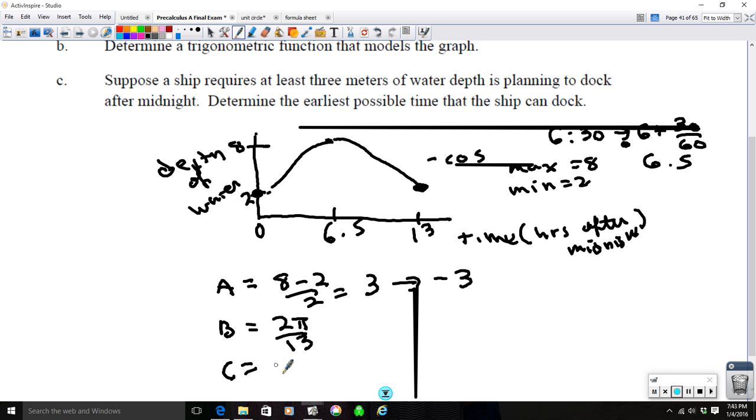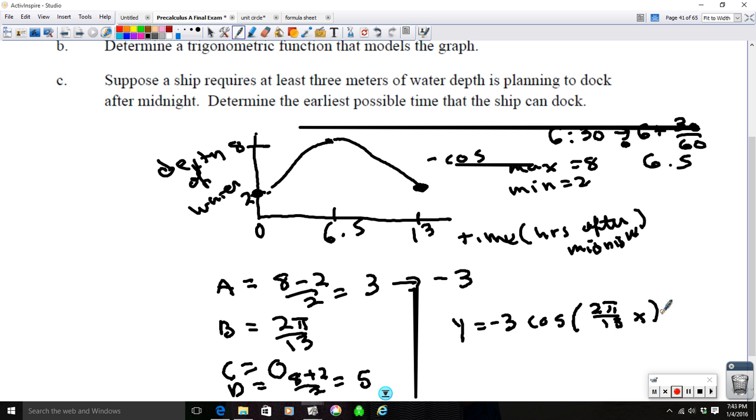C, the x value where the period begins, is 0. And D, max plus min divided by 2. 10 divided by 2 is 5. So this equation is y equals negative 3 cosine of 2 pi over 13 x plus 5. No phase shift. Suppose a ship requires at least 3 meters of water so it can dock. So determine the earliest possible time that the ship can dock.